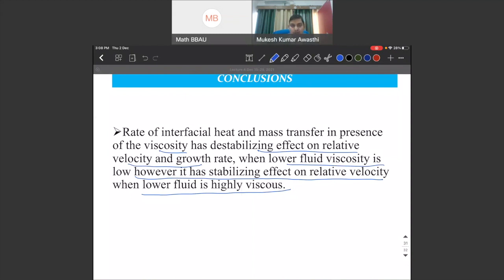Now we can apply this concept of viscous potential flow theory in the cylindrical geometry as well as in the spherical geometry. Papers are available. If you have any doubt related to viscous potential flow theory or stability analysis, then we can discuss it somewhere. If you have any question, you can send it.